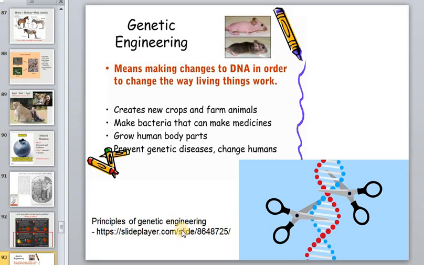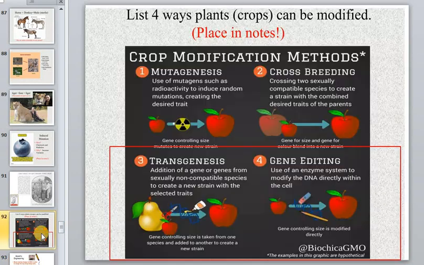We take some genes and use them for creating new fruits. In addition, we can take genes from sexually incompatible species to create a new strain with selected traits. For example, we take genes from one fruit, move them into another, and we have a third. So it is a mutation, like in the case of radiation.